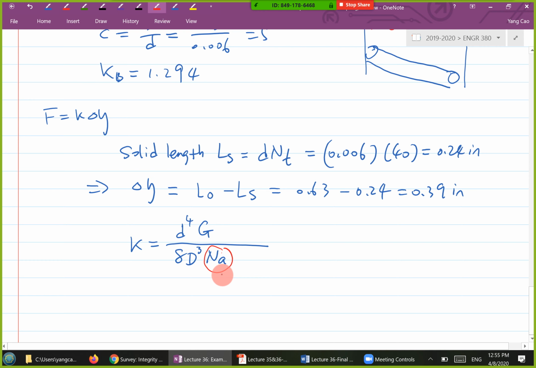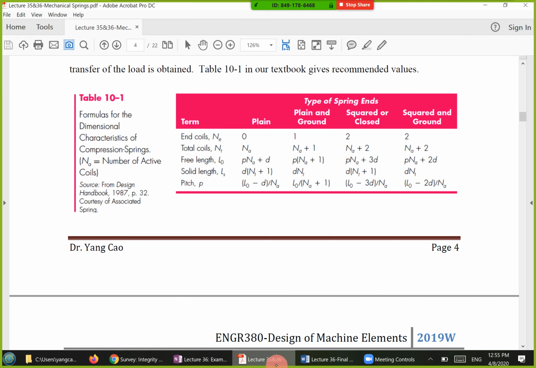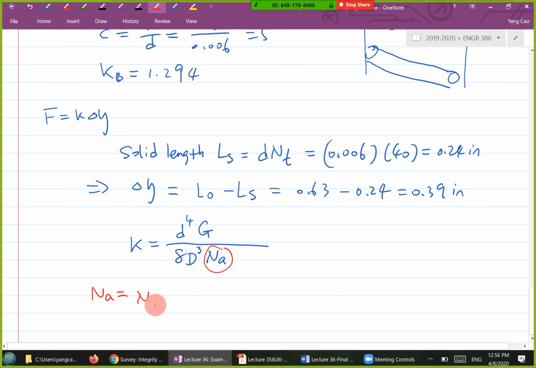This is the total number of active coils. So what's the NA, right? So go back to the table 10-1 for square and ground ends. Here's the relation between total coils and NA. So NT equals NA plus 2, which means NA equals NT minus 2. So it's 40 minus 2, 38. That's what you use for calculating capital K.